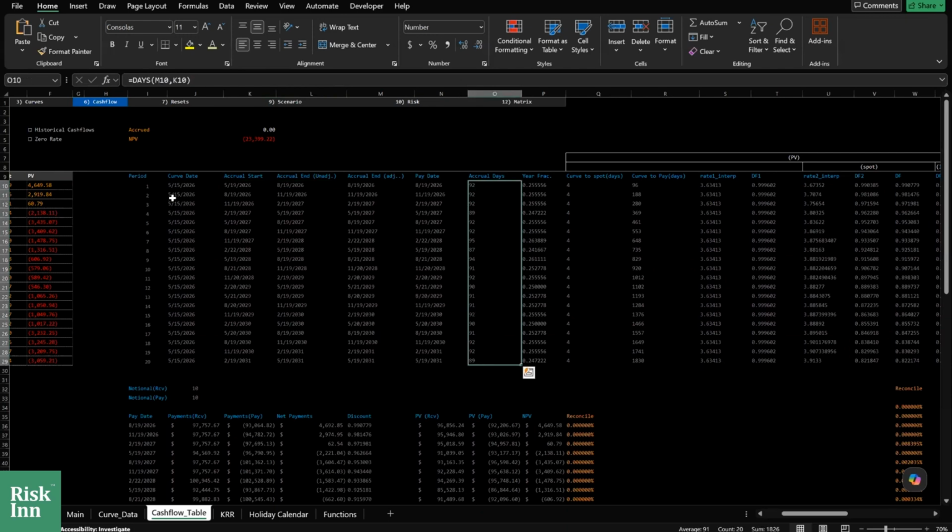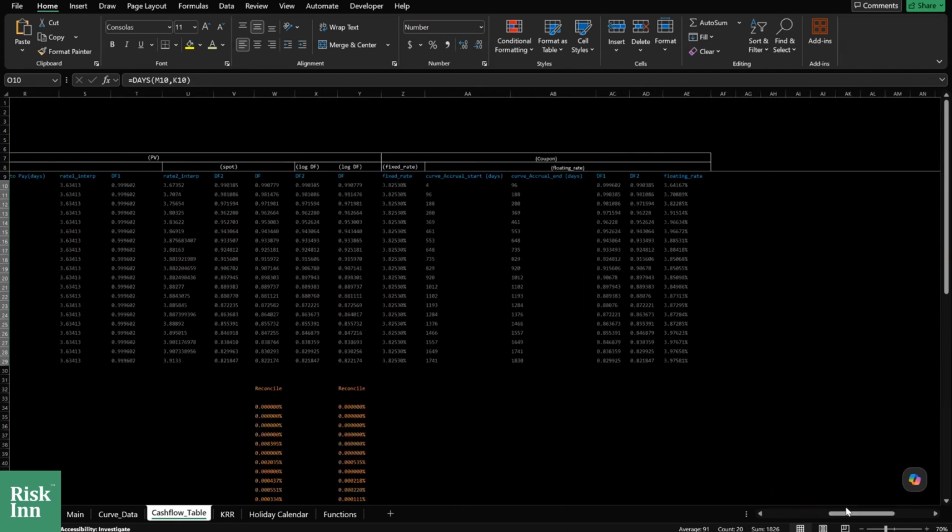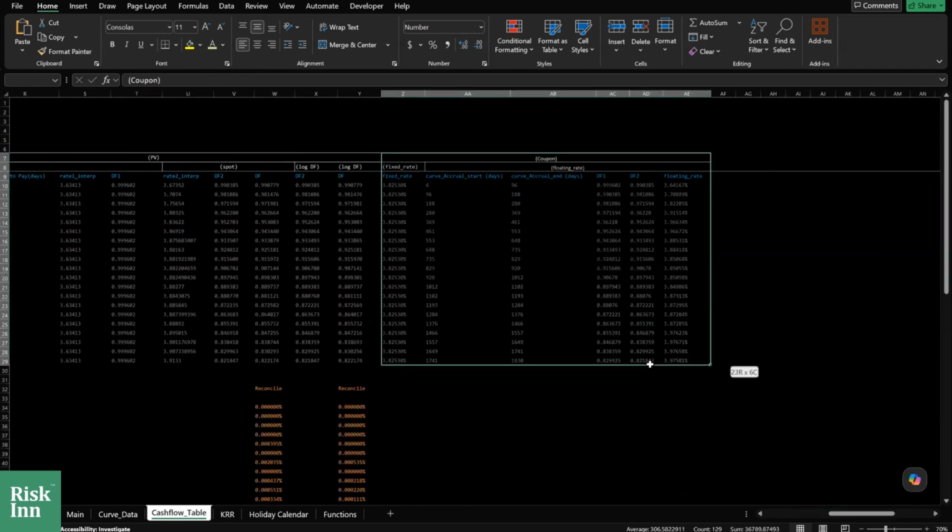And it also determines your floating period. Yeah, floating rate and fixed rate and the coupon amount. Okay. So that is the calculation.